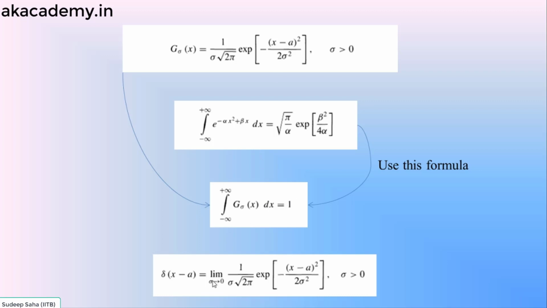So at sigma tends to 0, it behaves like a delta function. So it is a delta function when sigma tends to 0, in this limit sigma tends to 0.